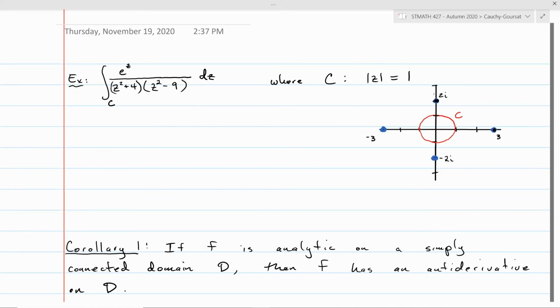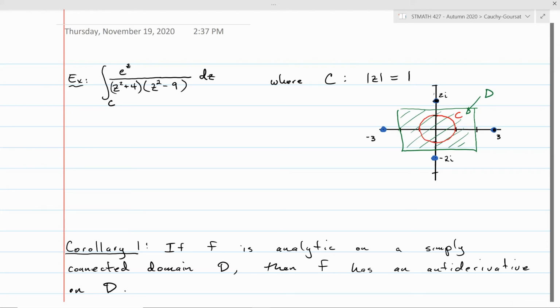Okay, so the function that we're trying to integrate here is e to the z over (z squared plus 4) times (z squared minus 9). When you look at the denominator, you can see where the problem points are: what causes you to get 0 in the denominator. And I've indicated those points in blue in the picture on the right. Plus and minus 3 are where z squared minus 9 is equal to 0, and plus and minus 2i is where z squared plus 4 is equal to 0. Maybe I could give myself a domain that avoids those zeros of the denominator of the function.